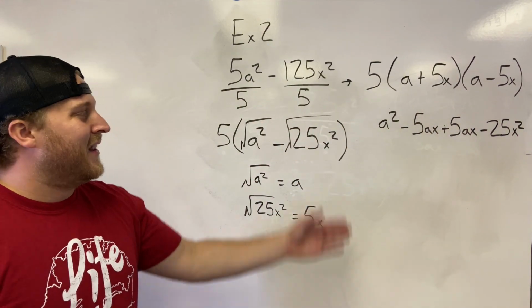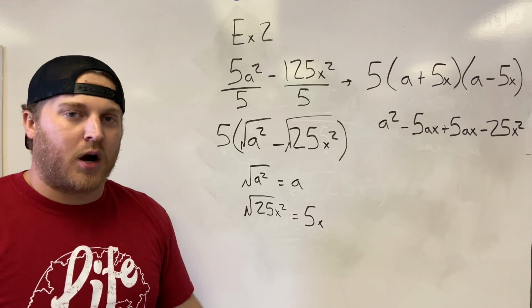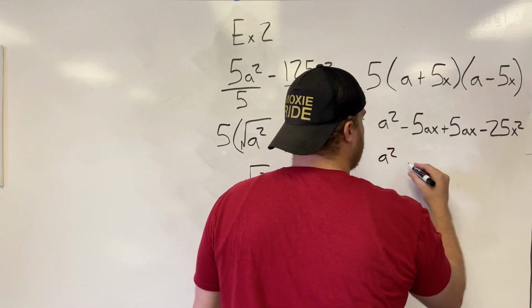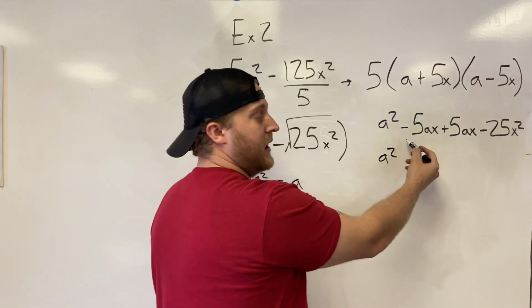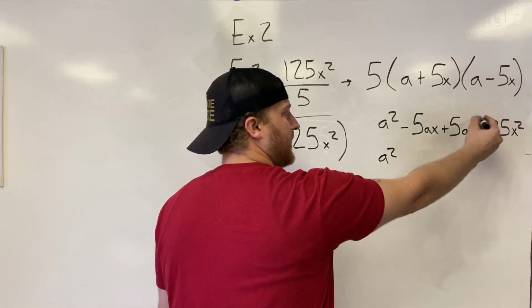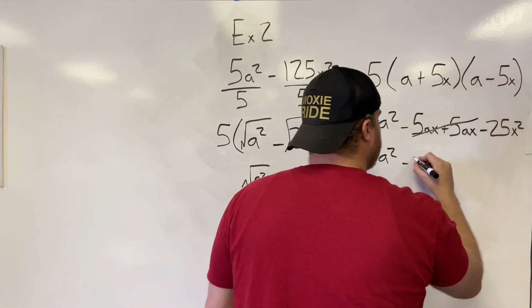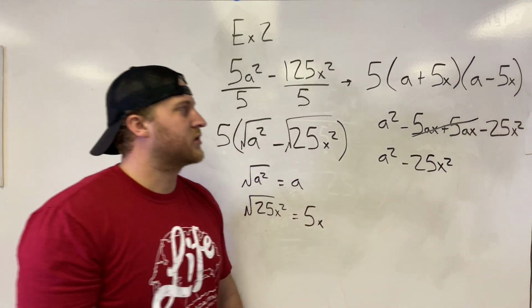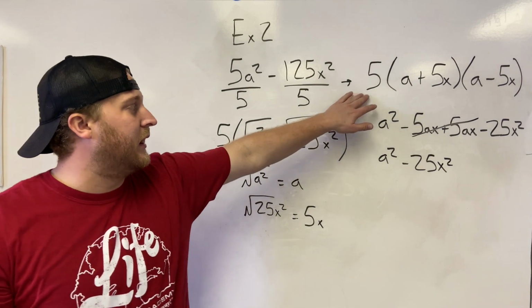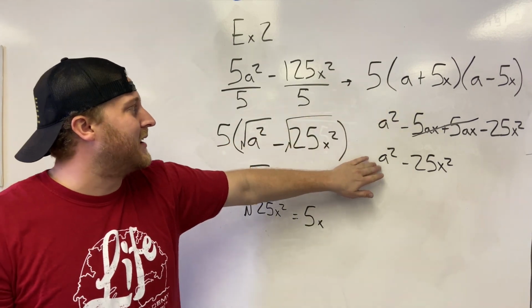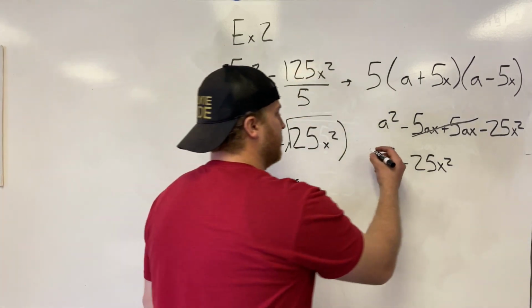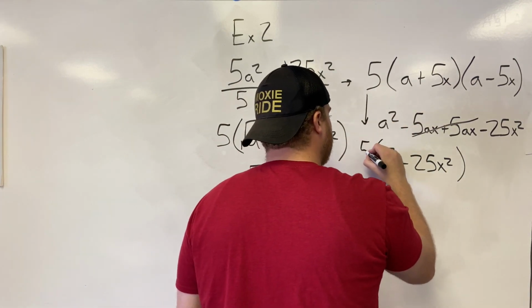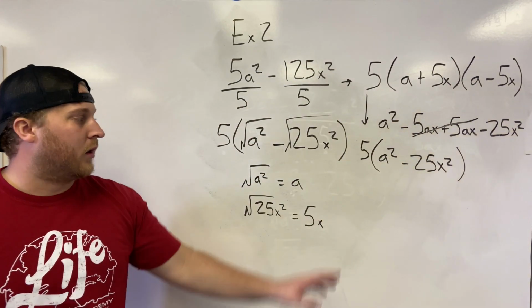Now that I have that, let's combine our like terms to get a squared. Minus 5ax plus 5ax cancels out, minus 25x squared. But now we can't forget about this 5, because this is not our original equation, okay? Now we bring down this 5, and now we would multiply.